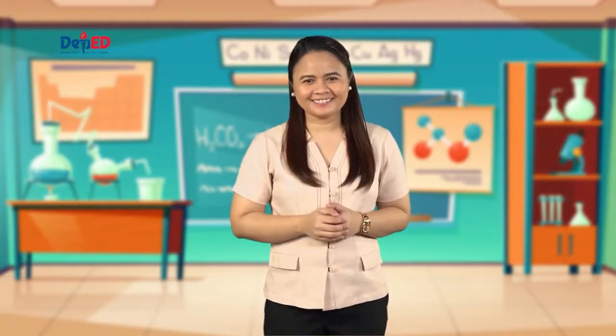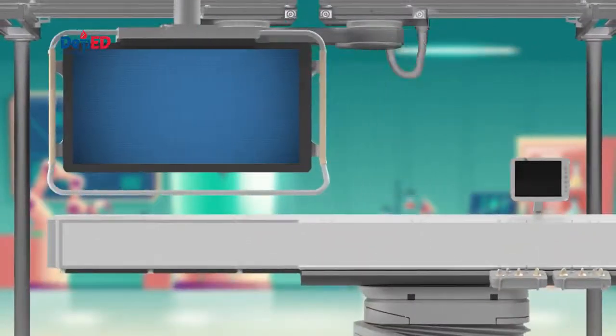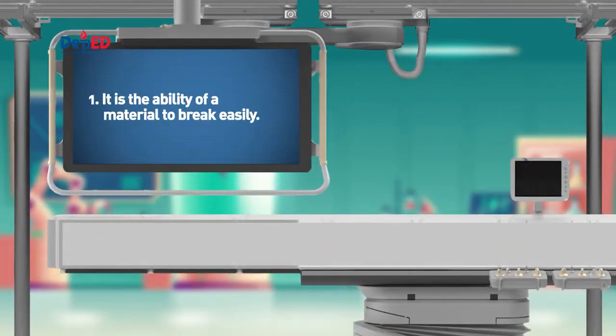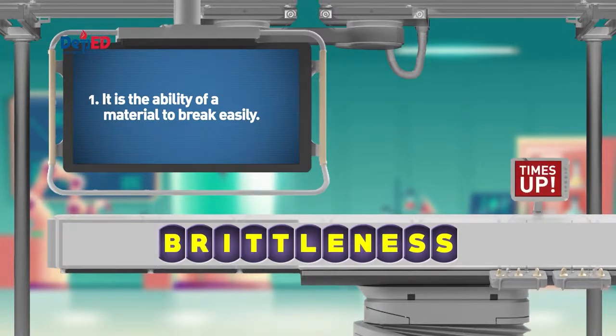Are you ready? Let's start. Number 1. It is the ability of a material to break easily. It has 11 letters. It starts with letter B and ends with letter S. Can you determine the word? The answer? Brittleness. Very good.